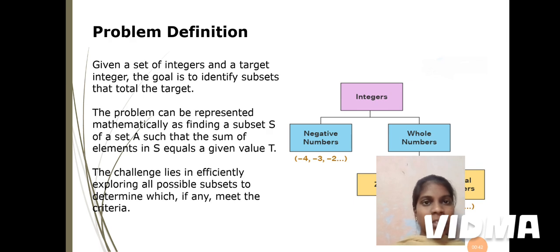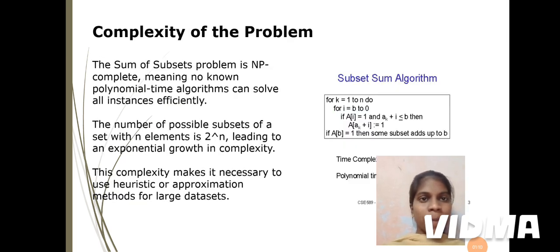Problem definition. Given a set of integers and a target integer, the goal is to identify subsets that total the target. The problem can be represented mathematically as finding a subset S of a set A such that the sum of elements in S equals a given value T. The challenge lies in efficiently exploring all possible subsets to determine which, if any, meet the criteria.